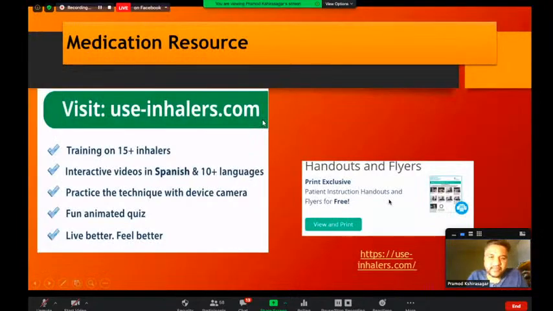So that was just an example of how to use it. You can use this website, useinhalers.com, and you can have it on your Android or iOS device. You can download it and show it to the patient if you want, or you can advise the patient to download and use it.